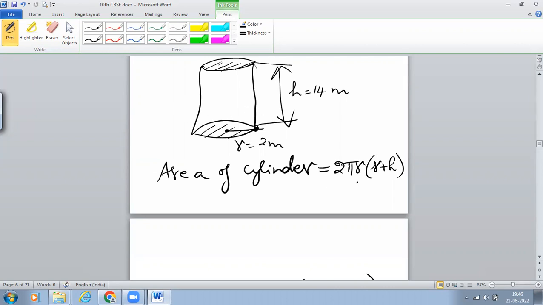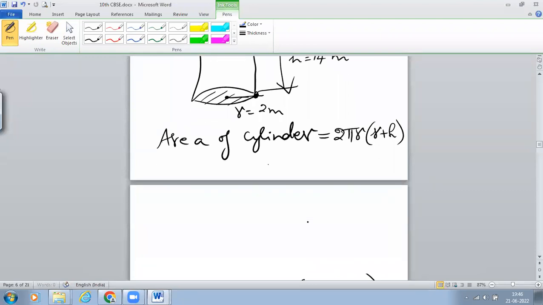Now listen. So the total surface area formula is 2 pi r into h plus r, or r plus h. Now in this formula we have to substitute the values to find the area of one cylinder. So 2 pi r into r plus h. If it is 2 pi r h, then it is the curved surface area. I'm going to substitute the values. Which is equal to 2 into pi, which is 22 by 7, into r, the radius, 2, right? Into r plus h: r is 2 plus h is 14, so 2 plus 14.